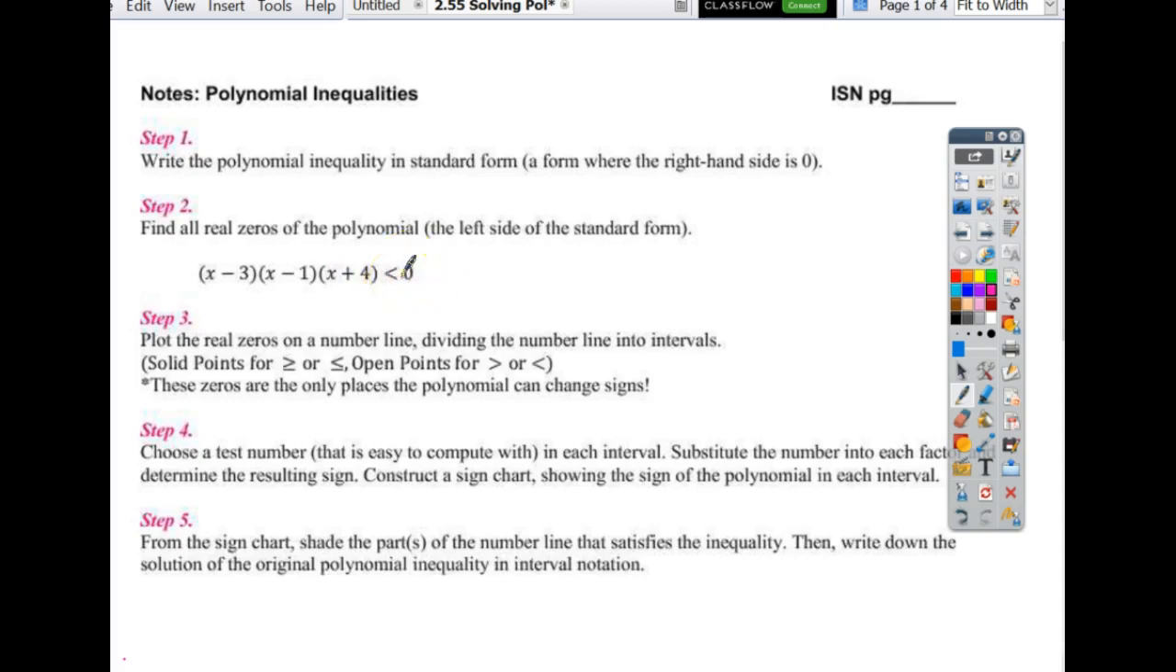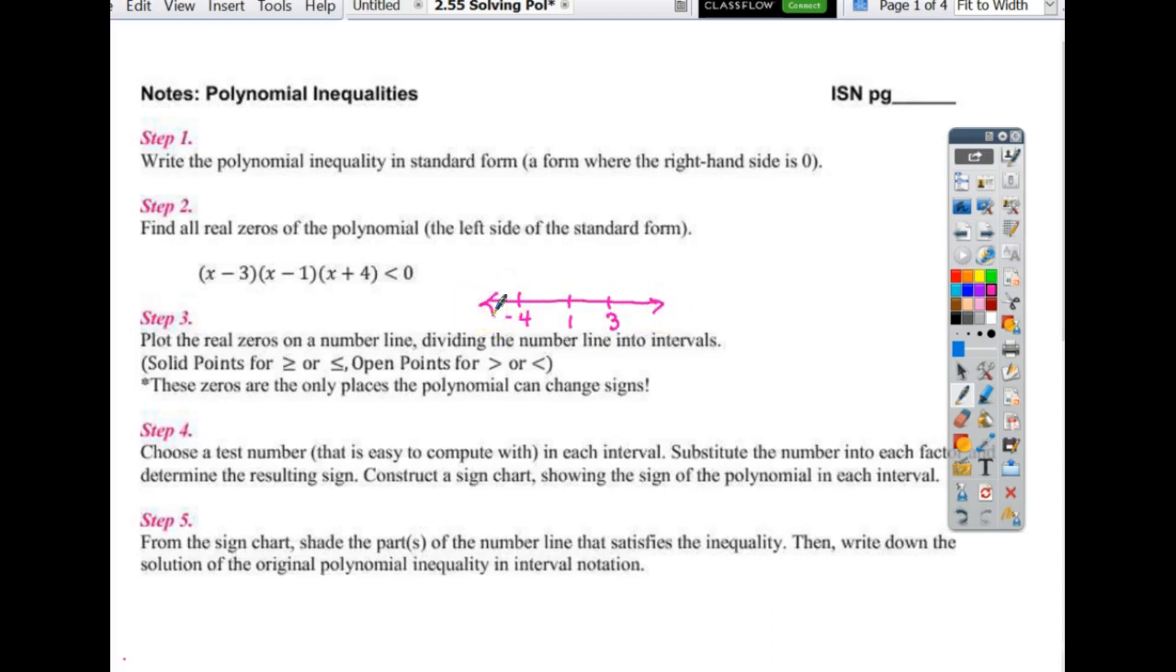Next we're going to find all the zeros. So in this case the zeros would be 3, 1, and -4. Then we're going to draw a number line, and we're just going to plot the zeros. So I would have -4, I would have 1, and I would have 3.